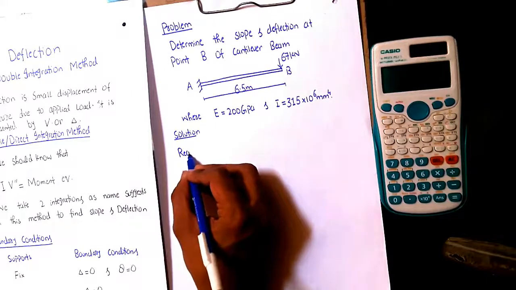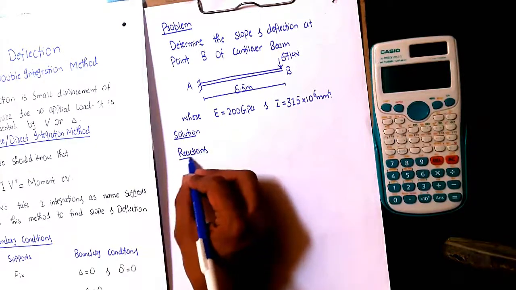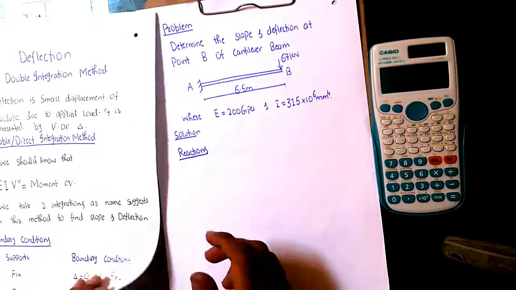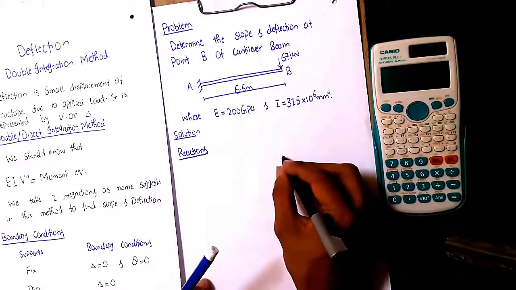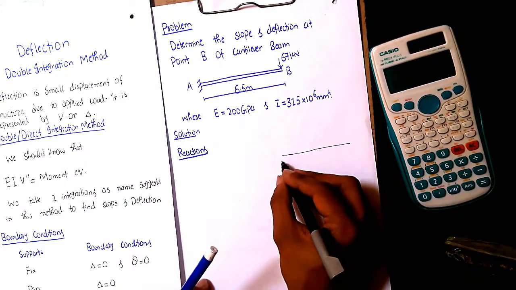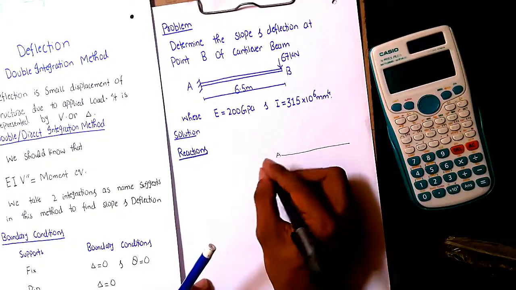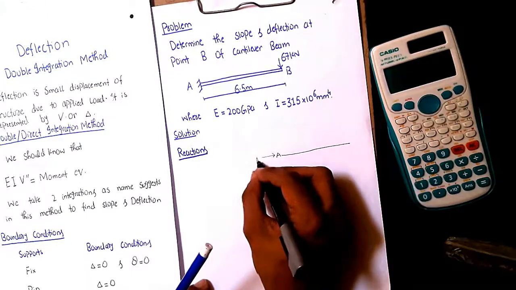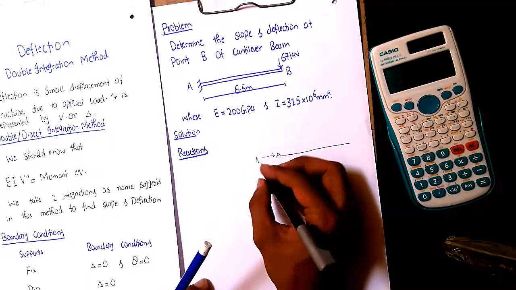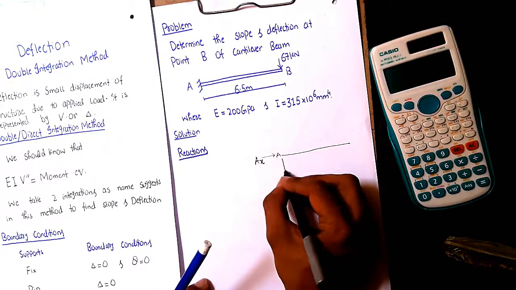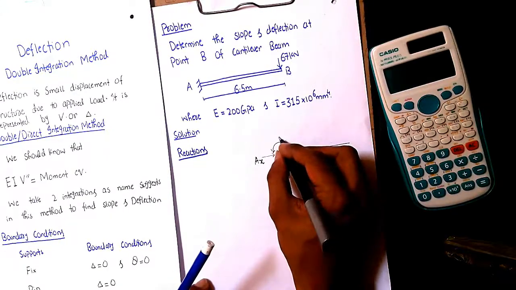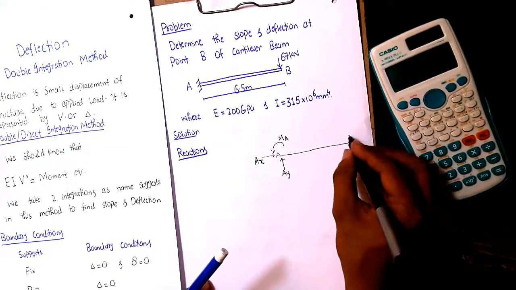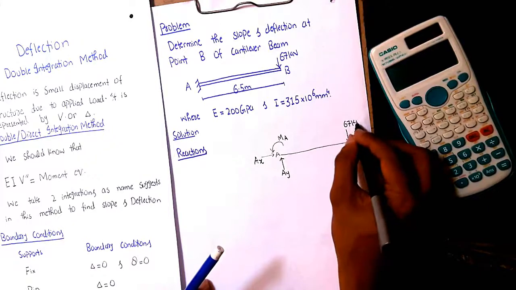So first I will calculate the reactions. For calculating the reactions, I will draw the free body diagram here. This is my point A. This is reaction Ax. Here Ay. This is a fixed support, so there will also be a moment, which is MA. Here a force is applied, 67 kilonewton downward.